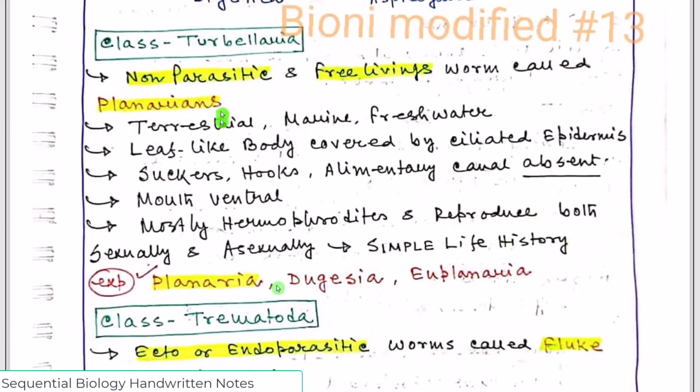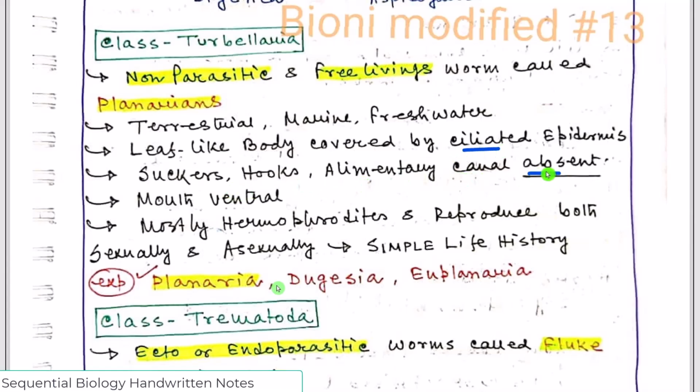The Turbellaria are non-parasitic. The planaria are an important example of this class, and apart from this, Dugesia and Euplanaria are also included under this class. They are non-parasitic and free living worms called planaria. They are terrestrial, marine or freshwater, so they can be found in all types of habitat. They have a leaf-like body covered by ciliated epidermis.